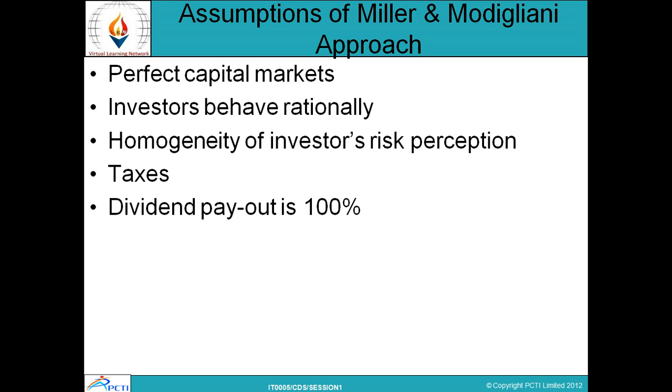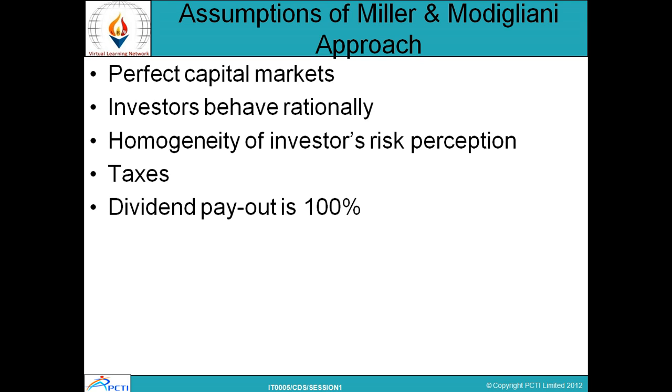So, the Miller and Modigliani approach is based on five assumptions. First assumption is perfect capital market. Second, investors behave rationally. Third is homogeneity of investors' risk perception. Fourth is taxes. Fifth is dividend payout is 100%. Can I repeat once again?